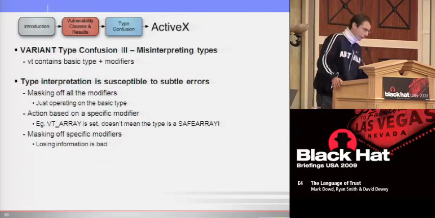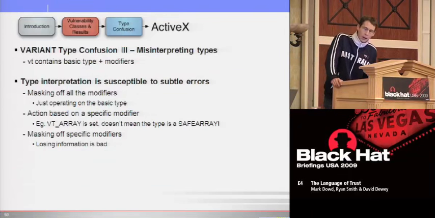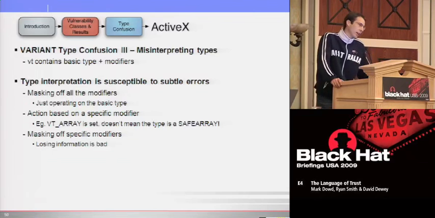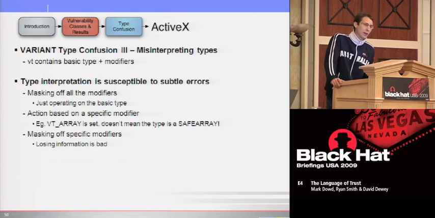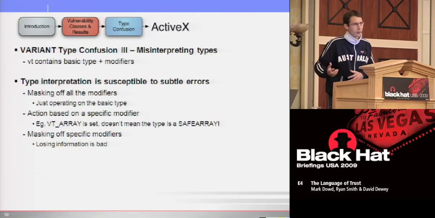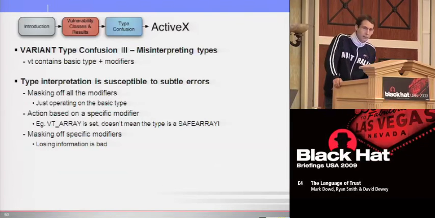Okay. Another type of mistake that's really easy to make, particularly with the ActiveX variants, is misinterpreting types. Basically, the problem is, like we outlined before, the variant type is not a simple enumeration. It is a basic object with potential modifiers, and those modifiers are also not mutually exclusive. So it's very simple to make mistakes when you're interpreting the type and erroneously access the data in the variant as a result. So with this type of interpretation, there are a couple of different constructs that can go wrong.